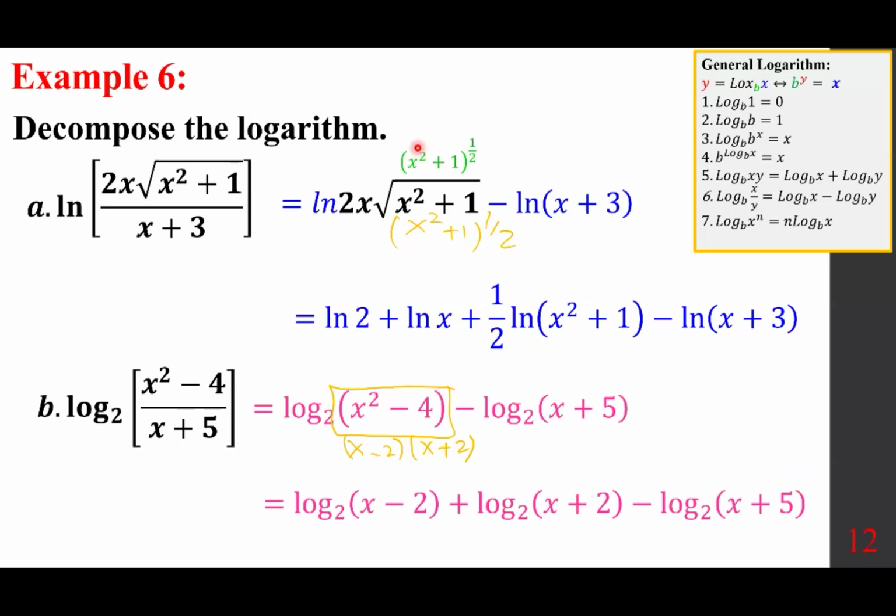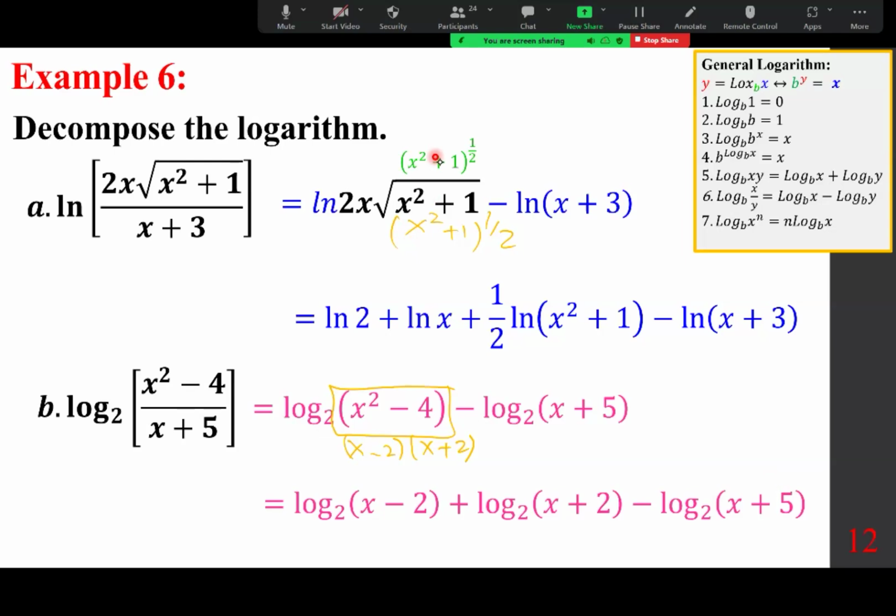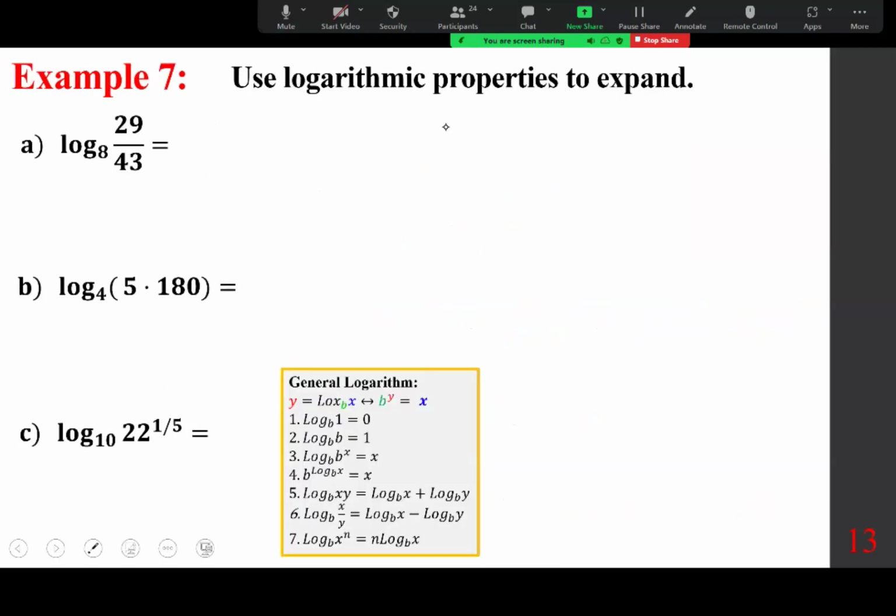This had a long animation. It should have showed up first. Anyways, use log properties to expand. Decompose means the same thing. And again, we are familiar with all of these properties. Obviously, we are going to use number 6, the quotient rule, log of the top minus log of the bottom with the same base. So log 29 base 8 minus log 43 base 8.